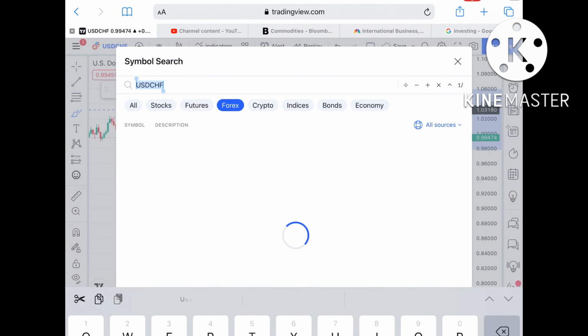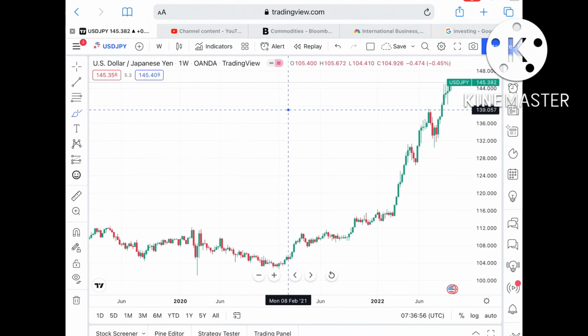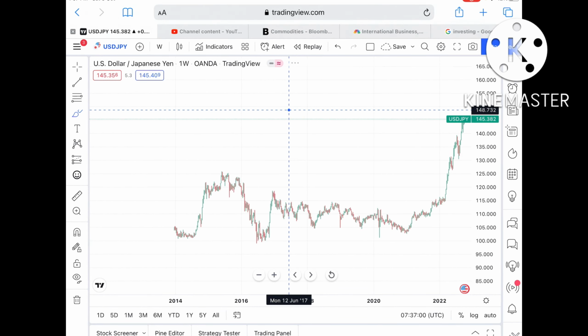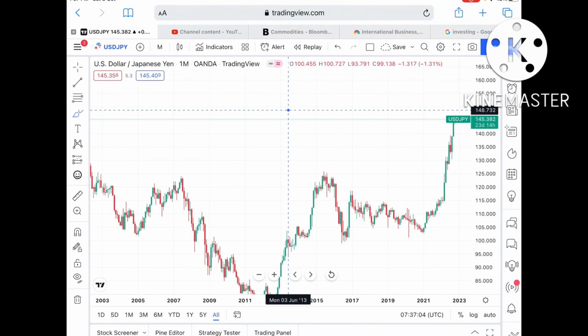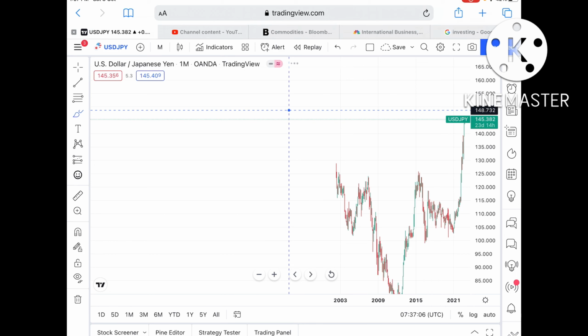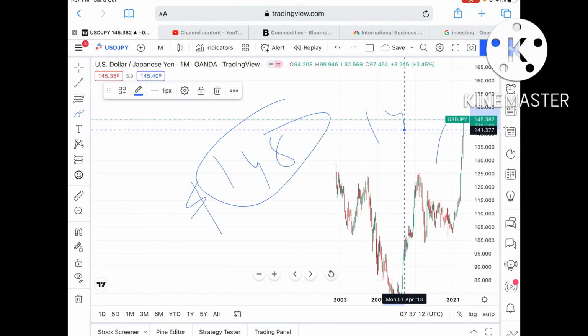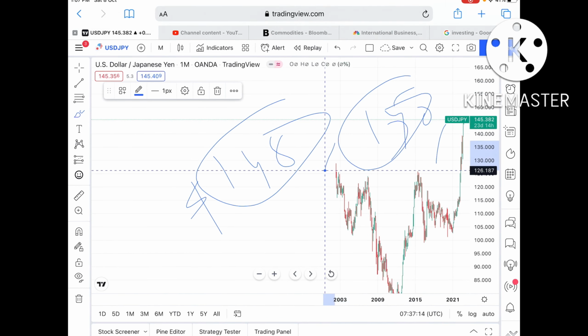But suppose we talk about USD JPY, it has already touched a level of 145.382, which I have already explained to you, that if it goes above this level, then we can see, because this level has not come since 2003, the probability will be very high. We can see it can move towards a level of $148, and from there we can see it can touch a level of 150 also.